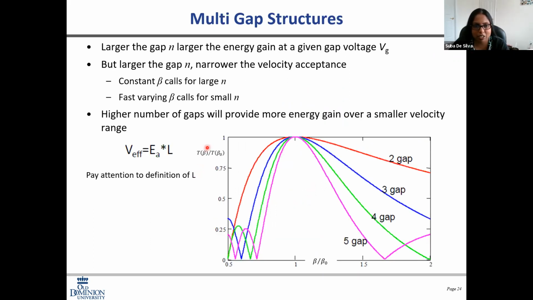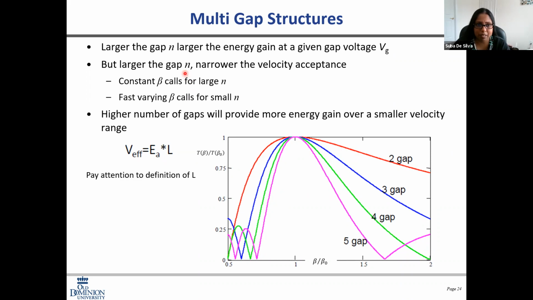So going by those definitions, when you have multiple gaps, if it's a single gap, it's at 1 throughout the beta. And then the more gaps you have, the narrower the region is. So this is what we define as the velocity acceptance. If you have a two gap, you have a much wider range of acceptable velocities that you can accelerate using that particular gap. But the more gaps you have, your particle velocity needs to be within this region for it to be effectively accelerated.